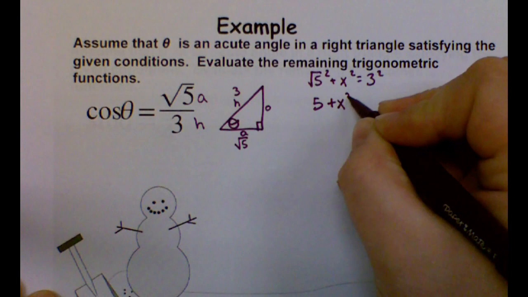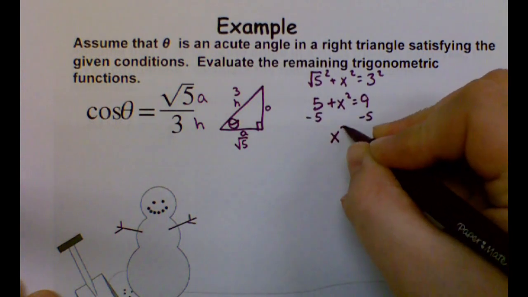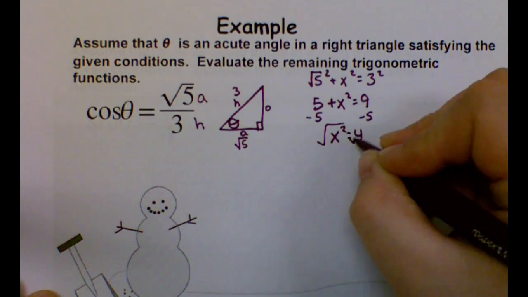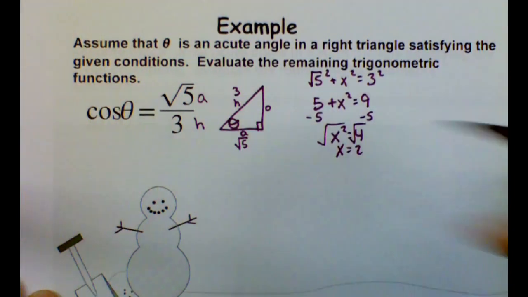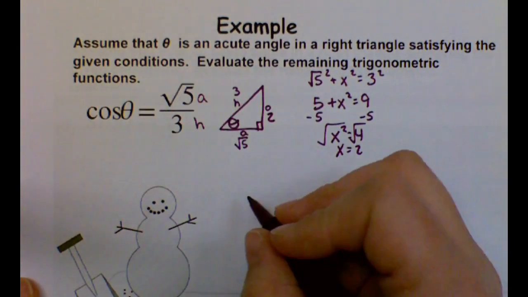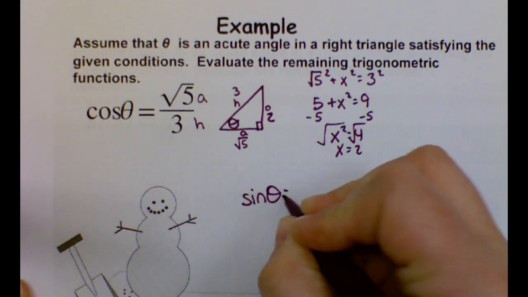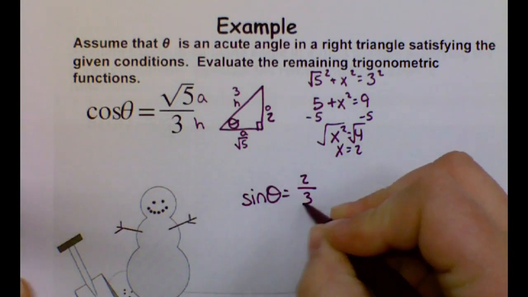5 plus x squared equals 9. Subtract the 5. X squared is 4, which means x is 2. My opposite side is 2. So now we go into our 6 trig functions. Well, 5 because we already know one. The sine of theta is opposite over hypotenuse, which is 2 over 3.